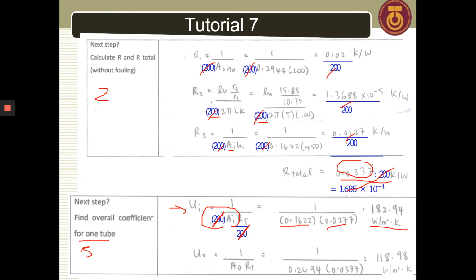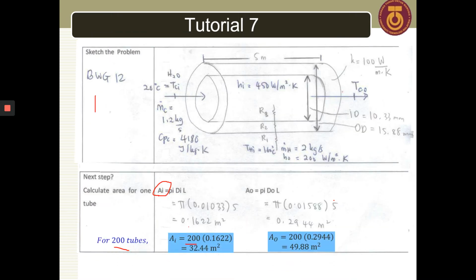Otherwise, if you want to use the total resistance for 200 tubes, which is 1.685 times 10 to the power of minus 4 here, then you should consider the area for 200 tubes here. But the thing is, it will end up with the same answer. So therefore, don't be confused. That is what I would like to show you just now.